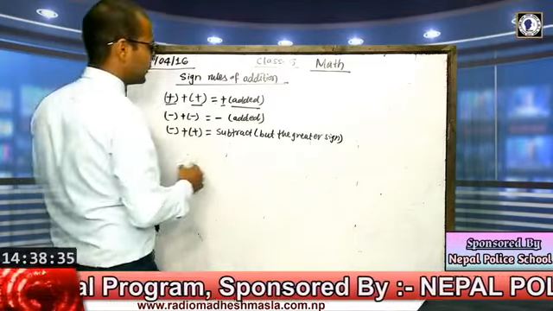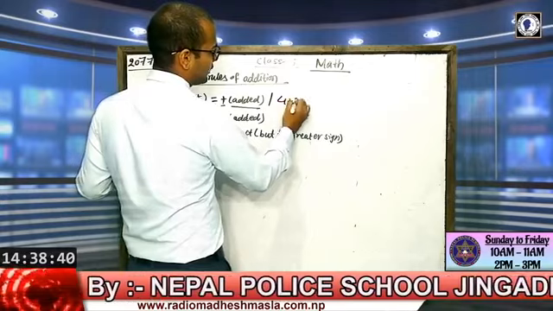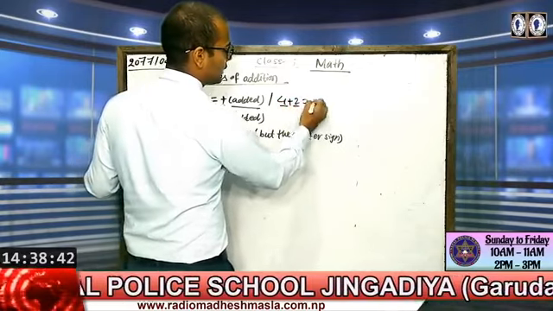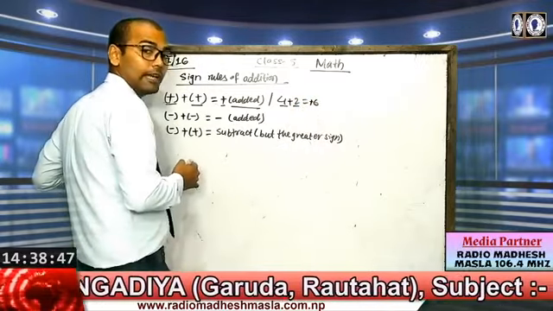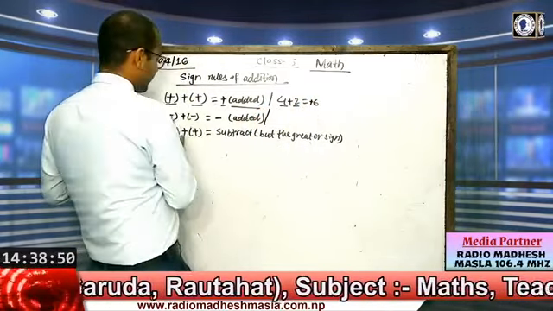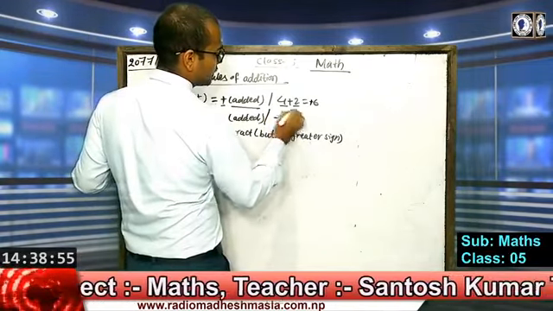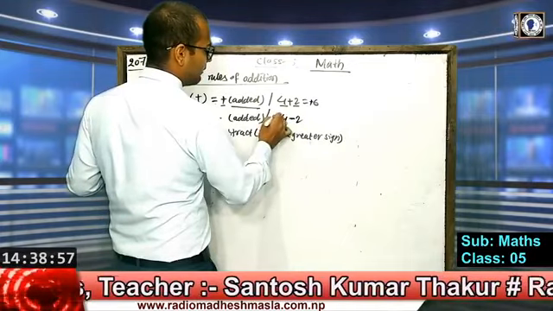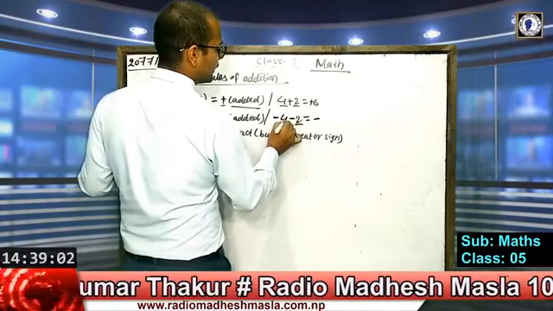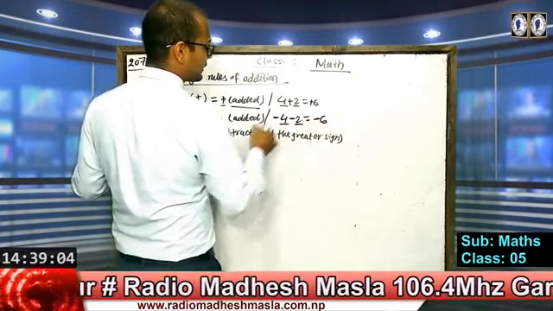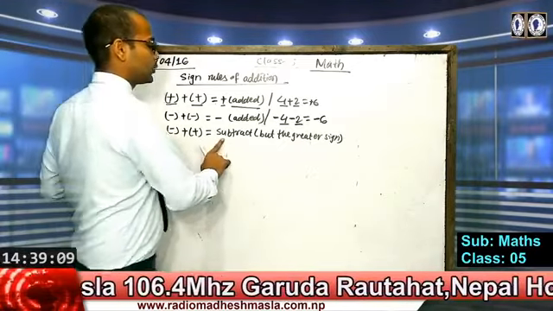Suppose, for example, 4 plus 2 is equal to what? 4 plus 2 is 6. There is no sign, which means the plus sign is given. In the same way, take another example, minus and minus. Suppose minus 4 minus 2 is given. Both signs are the same, so the sign should be minus and the numbers should be added. So 4 plus 2 is 6, which means minus 6. In the same way, if minus and plus are given, then the numbers should be subtracted.